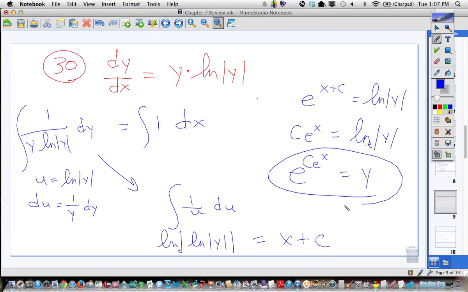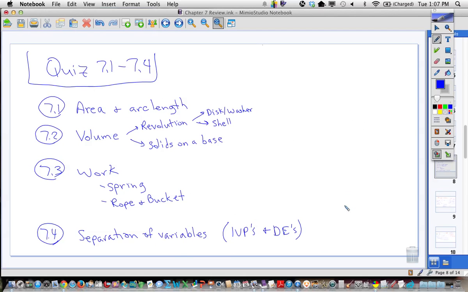All right, so those were a little more interesting there at the end. But that's the basic idea of separation of variables. Split the x's and the y's, do the integral of both sides, get the y by itself, put in an initial condition if you have to. All right, so if we go back to what we were talking about, that's separation of variables. So maybe 1 or 2 of those tomorrow, probably at the most.